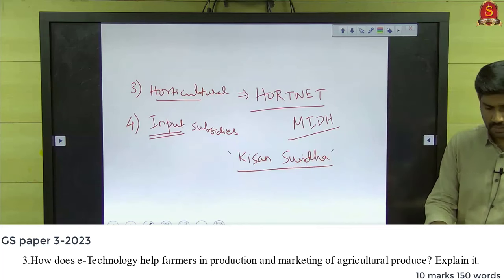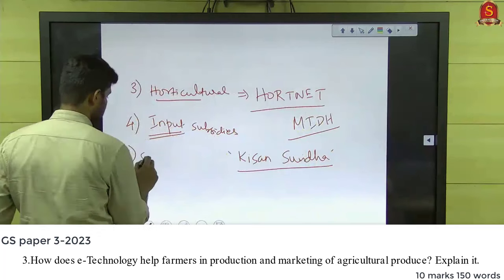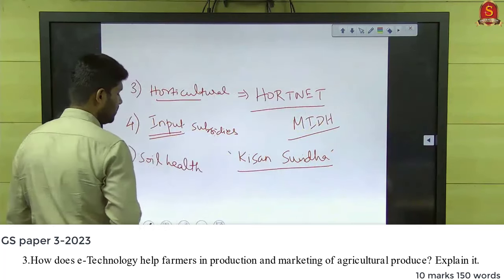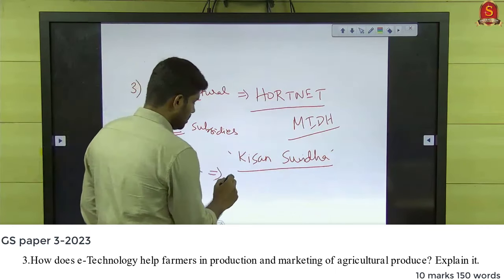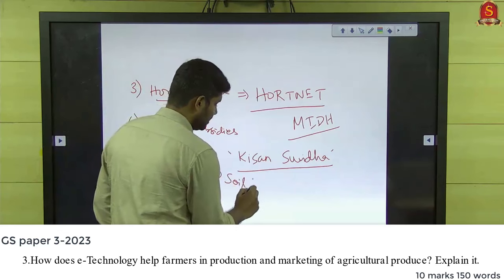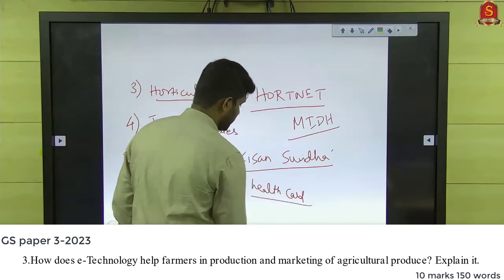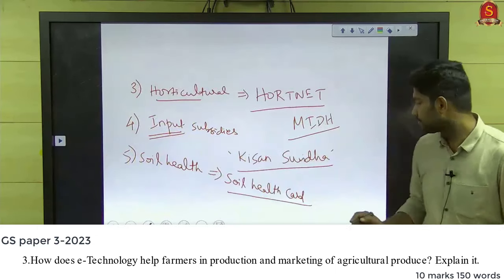Then, in case of soil health management, this is also important for increasing agriculture production. In the area of soil health management, there is a soil health card. Soil health card app. Okay, portal.